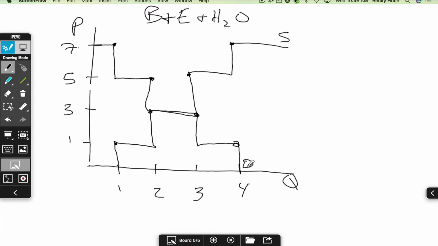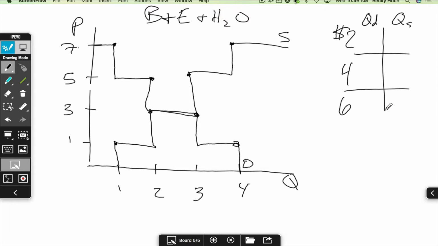What's the quantity supplied and quantity demanded at 2, at 4, and at 6? What's quantity demanded at $2? Quantity demanded at $2 is 1. No, 3. At $2, 3 bottles demanded. Yes, 3 bottles.